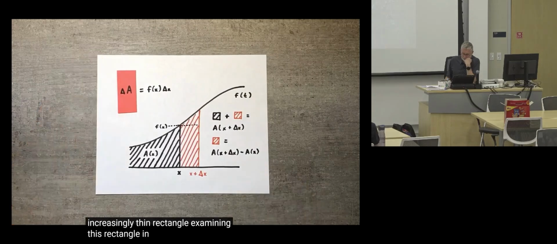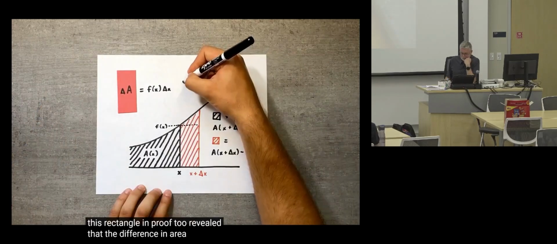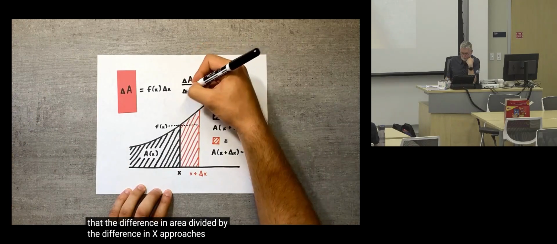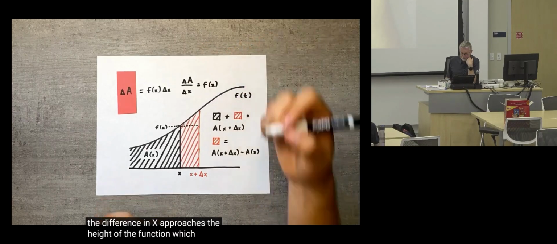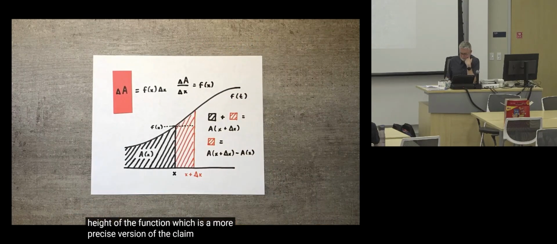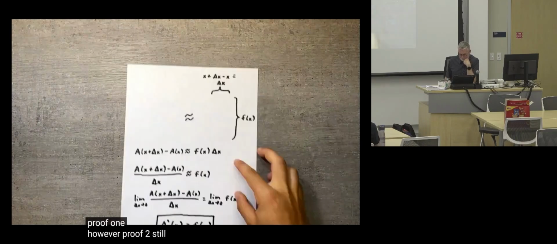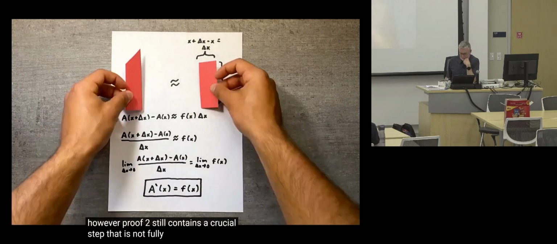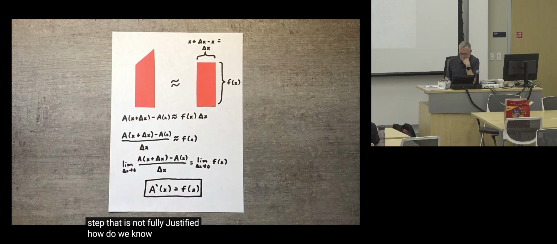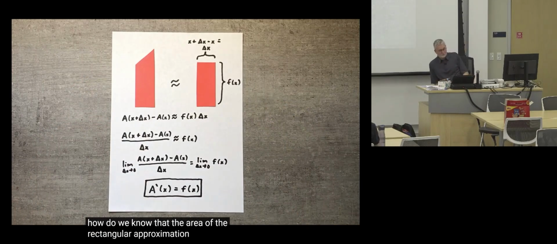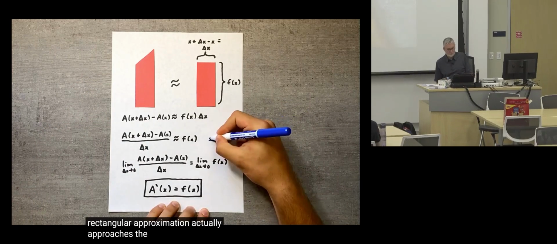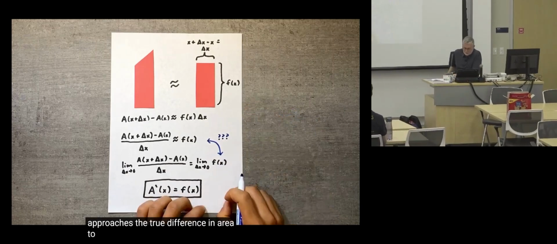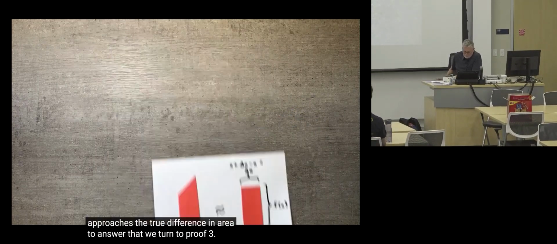Examining this rectangle in proof 2 revealed that the difference in area divided by the difference in x approaches the height of the function, which is a more precise version of the claim we made in proof 1. However, proof 2 still contains a crucial step that is not fully justified. How do we know that the area of the rectangular approximation actually approaches the true difference in area? To answer that, we turn to proof 3.